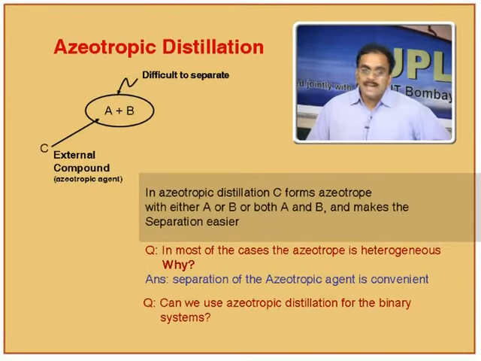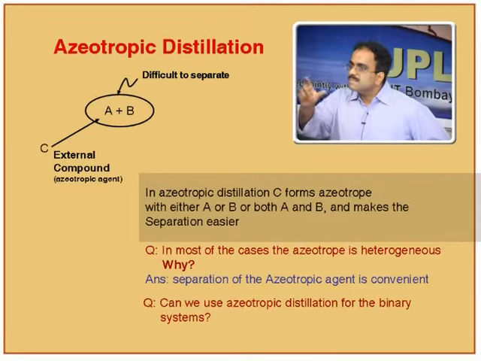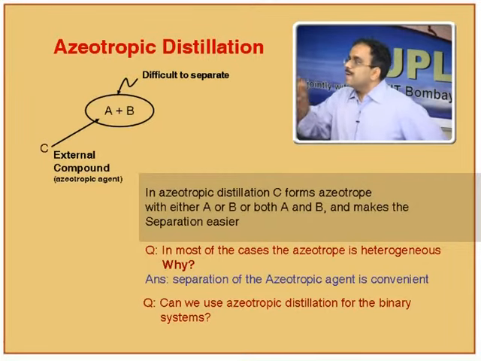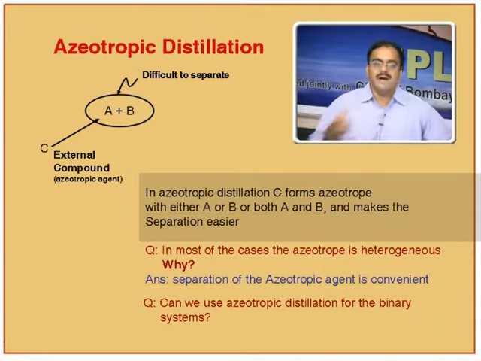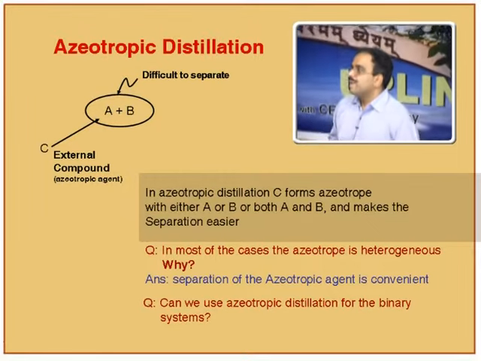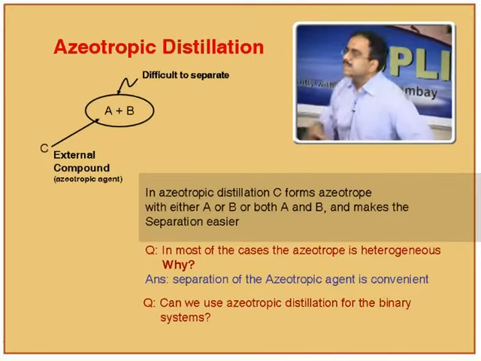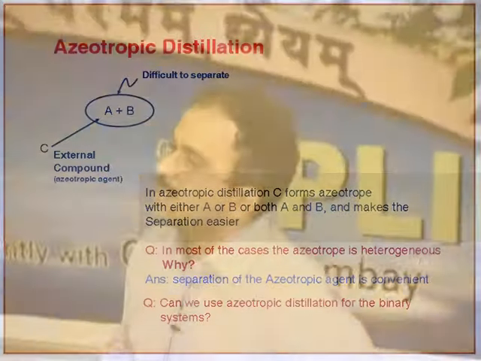If we add ethylene glycol, it does not form an azeotrope. So for the same mixture, ethanol and water, I can separate it by extractive distillation or by azeotropic distillation. When I use ethylene glycol as the external component, which does not form an azeotrope, I call it extractive distillation. And if I add benzene, cyclohexane or toluene as the external component, just because these compounds form azeotropes with ethanol and water, we call it azeotropic distillation.